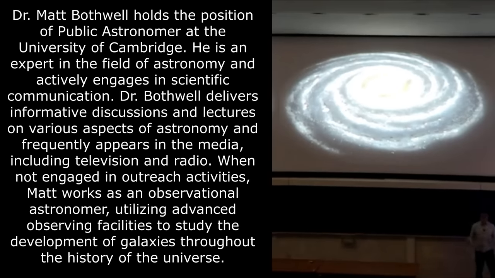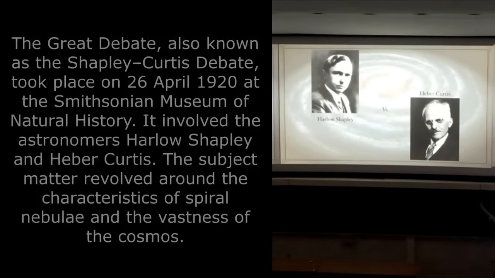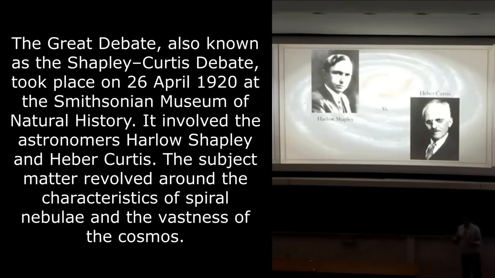The way they used to settle scientific debates in the olden days was to get two scientists into a room and they would argue it out like a boxing match in front of a paying audience. This is true. This actually happened. This is called the Great Debate in Astronomy. It's between these two guys, Harlow Shapley and Heber Curtis, two of the most famous astronomers 100 years ago. And this happened in Washington, D.C. People literally bought tickets to go and watch these two guys argue about the size of the universe.